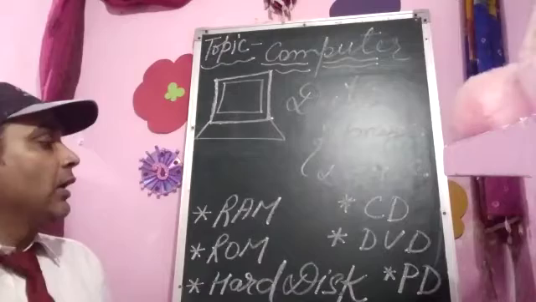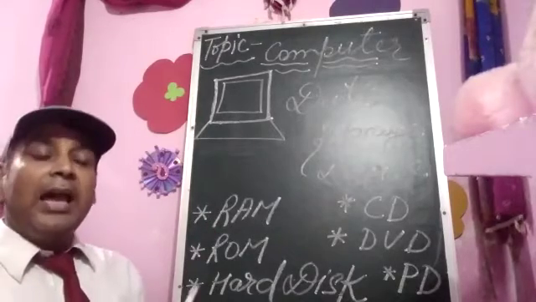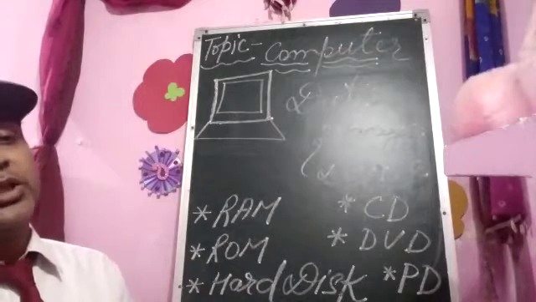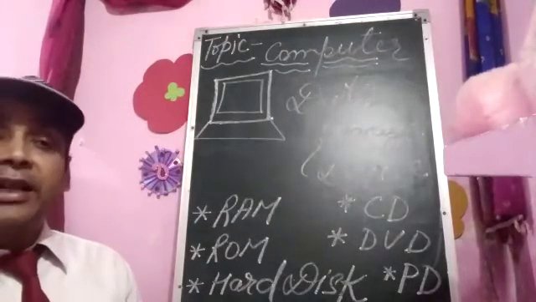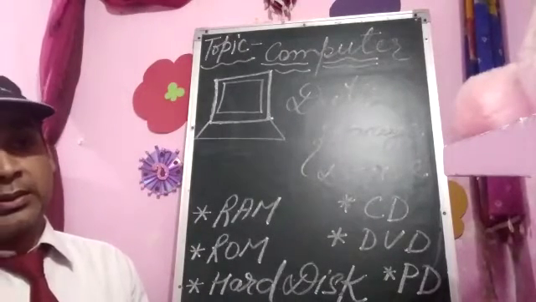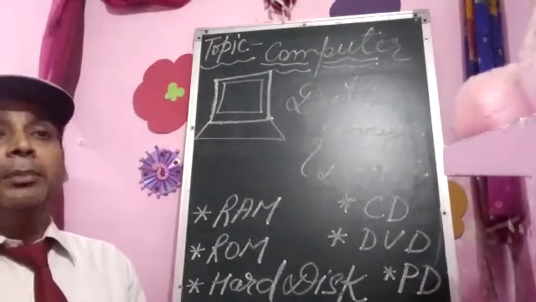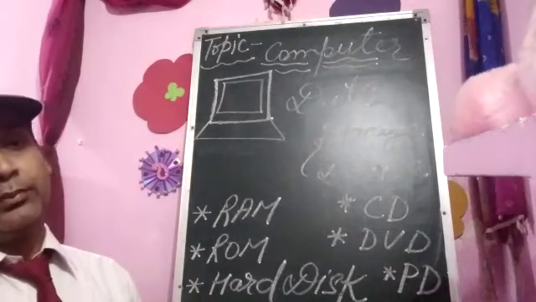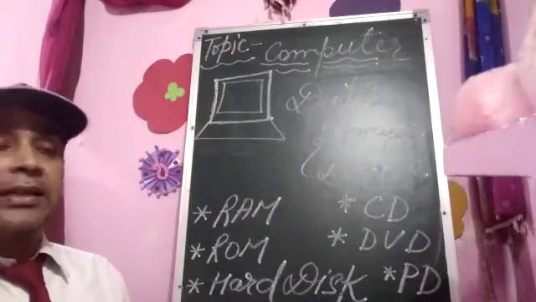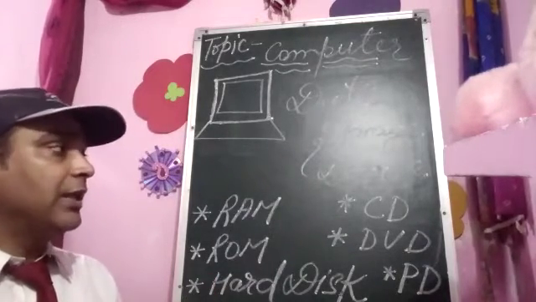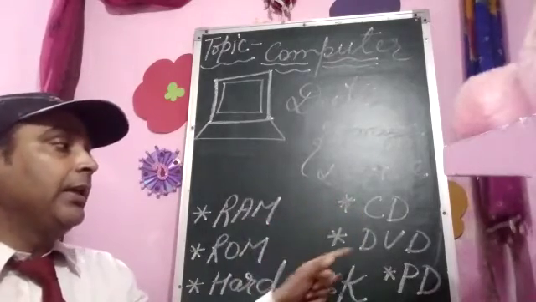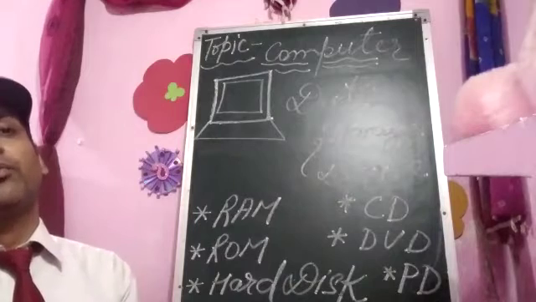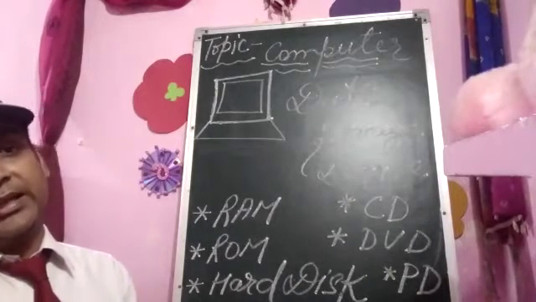Let us discuss. These are the internal memory, and what is the external memory? It can store information for a long time and the data is not lost. So it is called external, meaning we can keep the data for a very long time, such as hard disk, floppy disk, CD, DVD and pen drive. These are the main external storage devices of the computer.